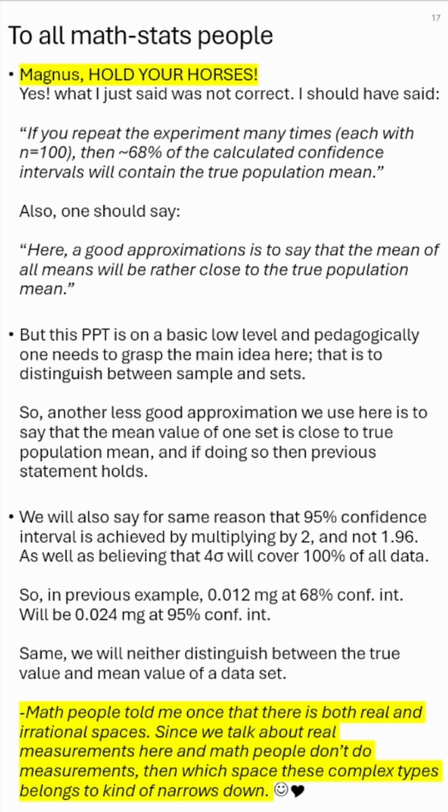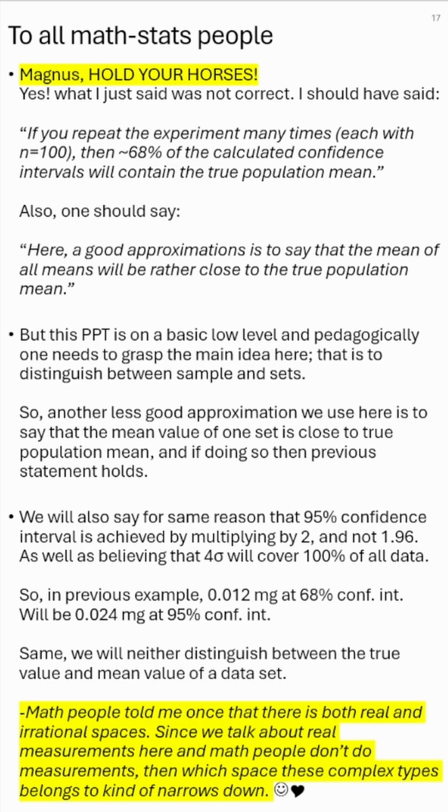if you repeat the experiment many times, each with n equals 100 samples, then approximately 68% of the calculated confidence intervals will contain the true population mean. And also I should say that here a good approximation is to say that the mean of all these means will be rather close to the true population mean. But here's my point. This presentation is on a very low basic level to make it pedagogically accessible for the viewers to grasp the main idea behind these things.